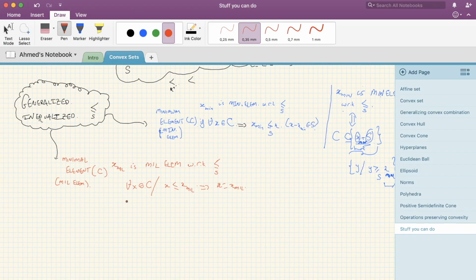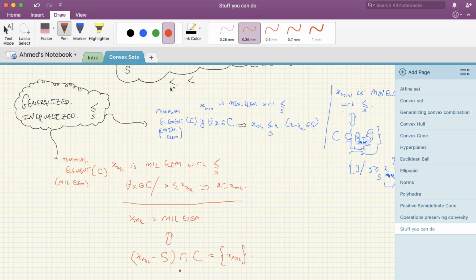So an alternative definition would be: x_mil. Now, instead of saying x plus S, we'd say x_mil minus S. Okay? So what is the criterion to say that x_mil is a minimal element? If the following is true: this set intersecting C is a singleton set, which is x_mil. Okay?